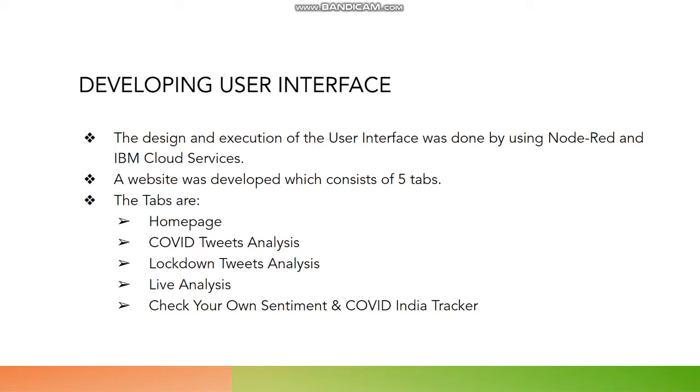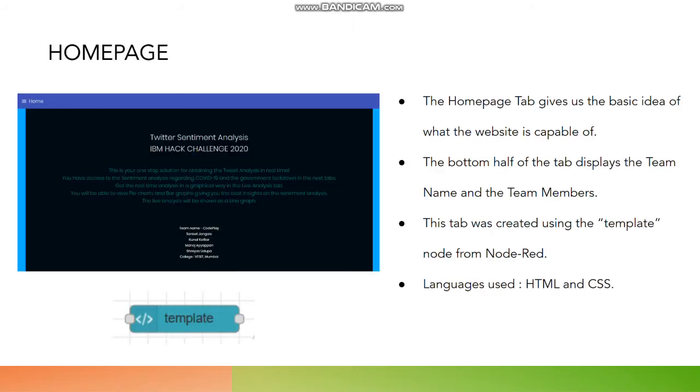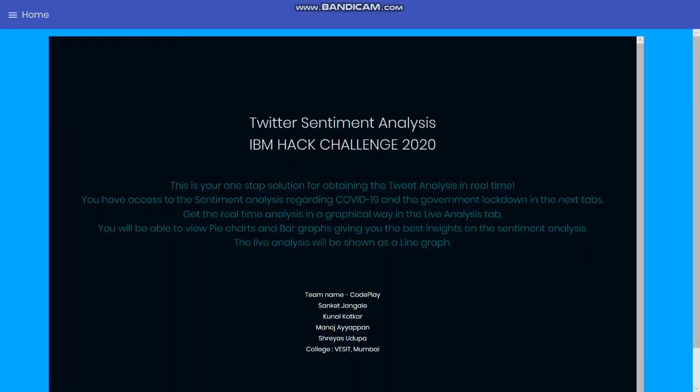Displaying the output of our model in a user-friendly way was one of our biggest priorities. To achieve this, we developed a website using Node-RED and IBM Cloud Services. The first and introductory tab of our website is the home page. This tab is primarily developed using the template node using the HTML and CSS languages.